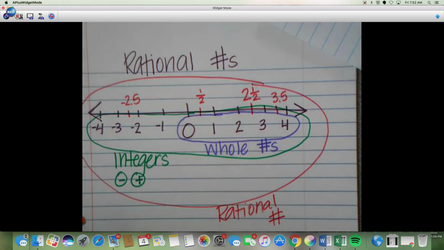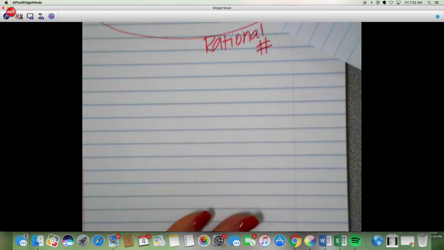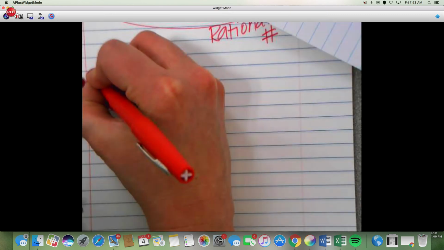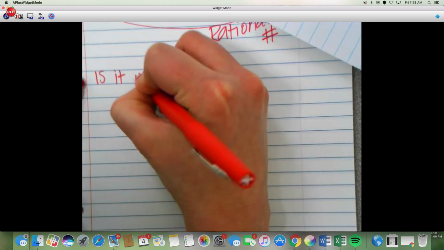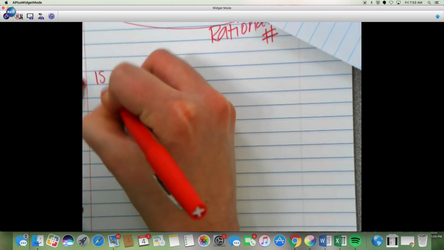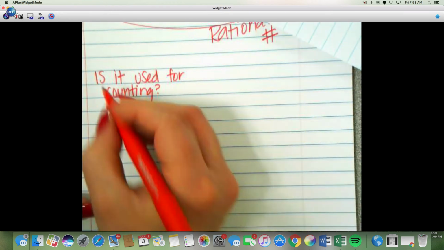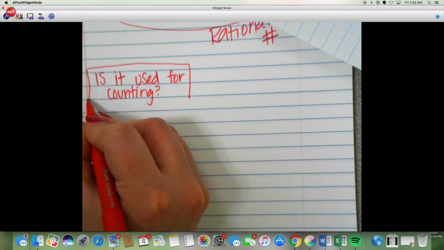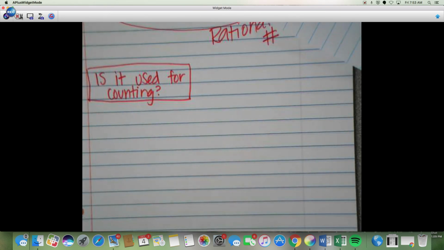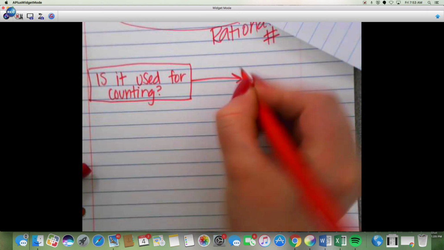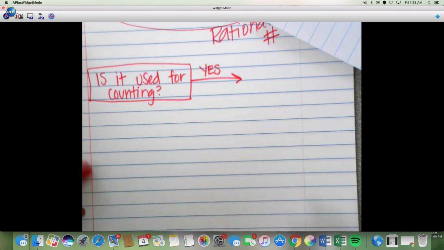The last thing that I want you to do is down here on the bottom, I'm going to give you a little diagram that I thought was pretty helpful, okay? So we're going to make a little flow chart, okay? First, I want you to write, is it used for counting? Now we're going to draw a box around that. Okay. Draw an arrow. If the answer is yes, that number is whole.